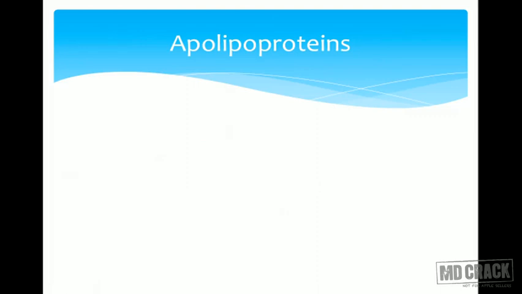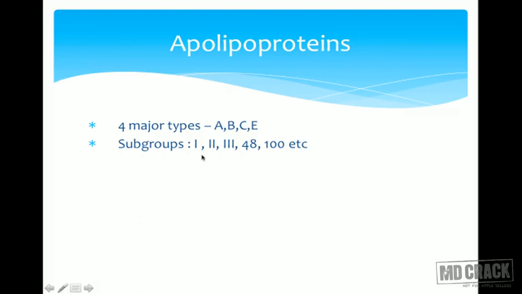Let us go to the different classes of apoproteins. Now there are 4 major types: ApoA, ApoB, ApoC and ApoE. They are further subclassified as ApoA1, ApoA2, ApoA3, B48, B100, etc., C1, C2, etc. Let us just note that there are different subgroups. Out of all this, ApoB48 and ApoB100 are important.